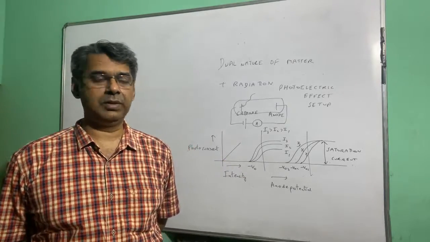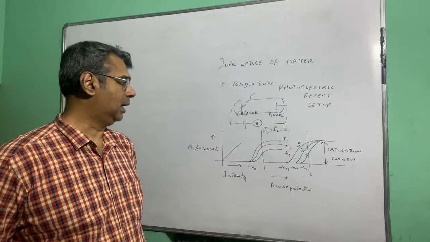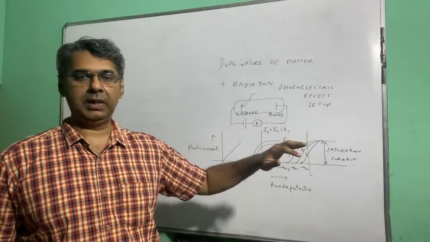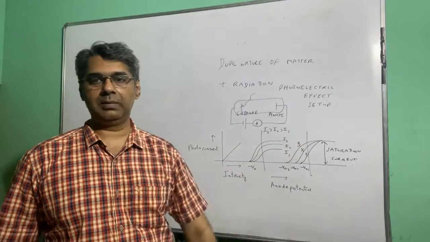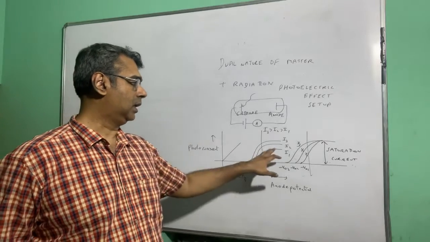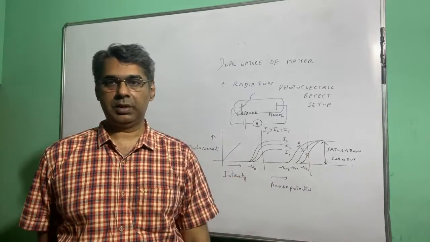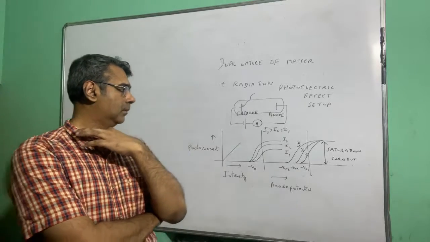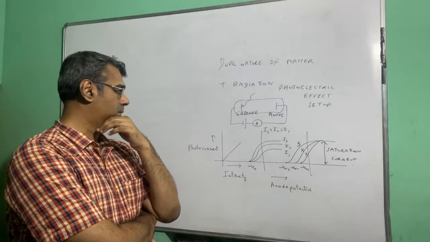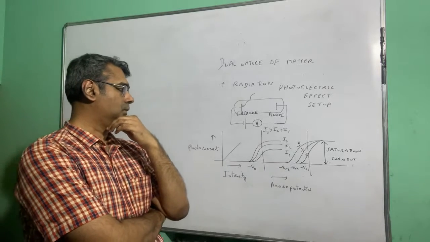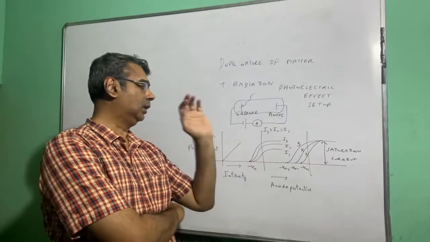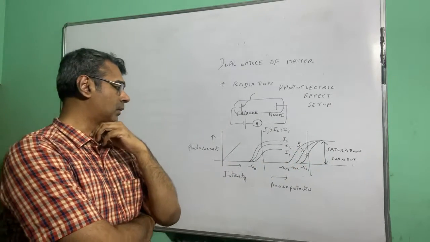But one interesting observation was made: the current does rise, but it does not rise indefinitely. After a while, the current becomes horizontal. That means it becomes constant. When the current becomes constant, that is called saturation current.